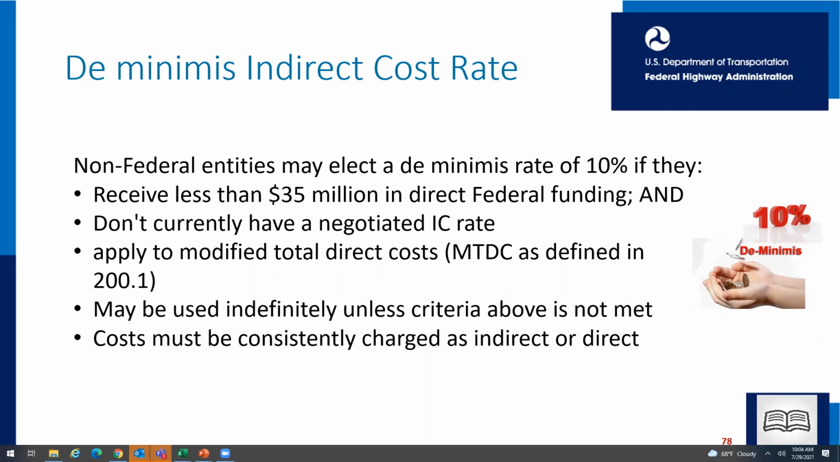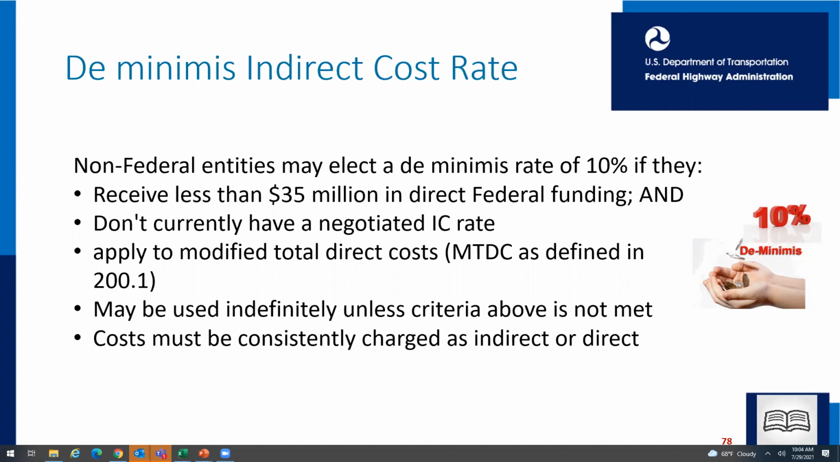Allocable meaning, can we identify 100% of that cost to one project, or does that cost benefit multiple cost objectives or multiple projects? And we have to come up with an allocation method to distribute those costs. And that allocation method would be your indirect cost allocation plan, or it could be fringe benefits, or it could be an equipment rate, which we're going to talk about here in a little bit.